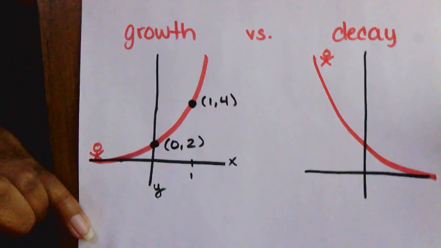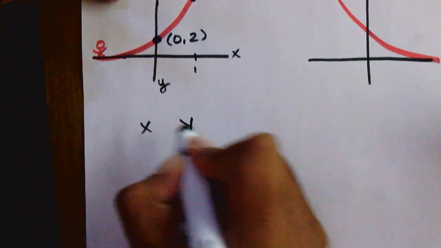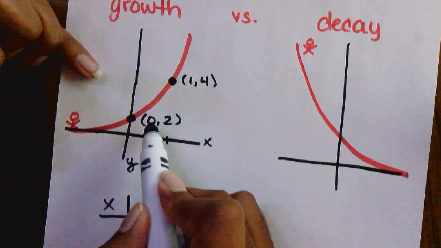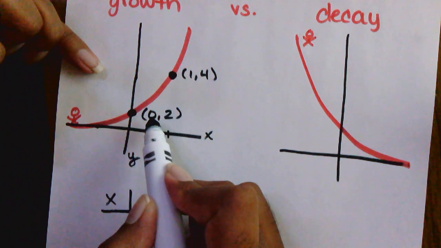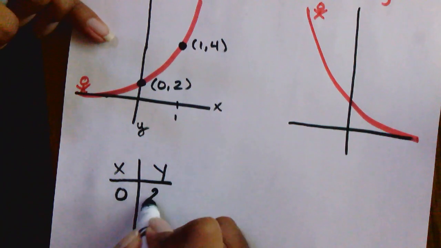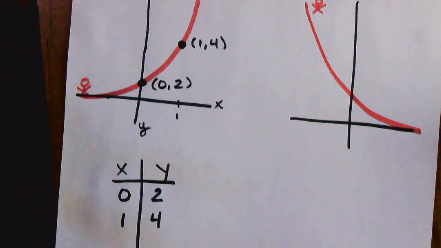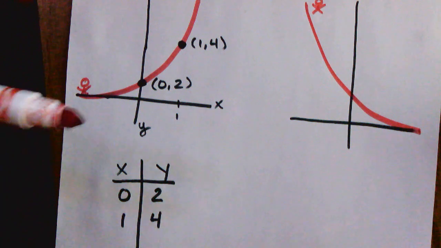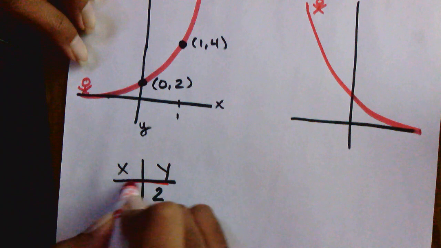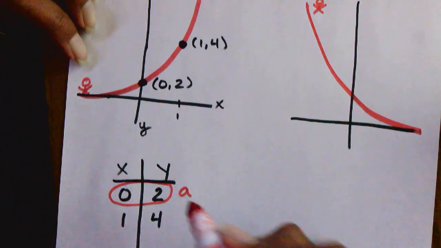One way in particular that I would recommend is to create an XY table with those 2 points. Remember that these points are in ordered pair form (x, y). So I'd transfer the first point to my table and the second point to my table: the point (0, 2) and the point (1, 4). We know that where our x is 0 is our starting point, so this is going to be our A, our initial value.